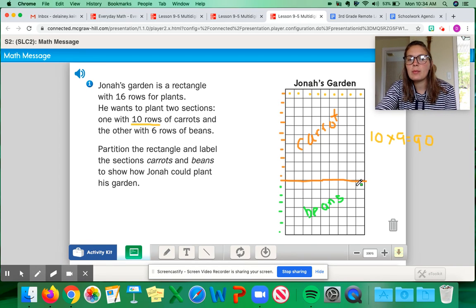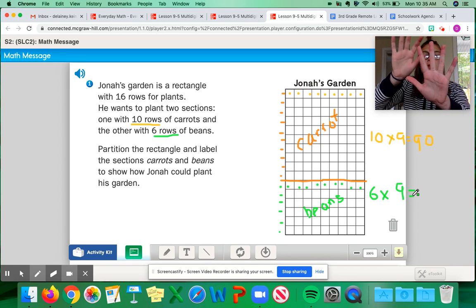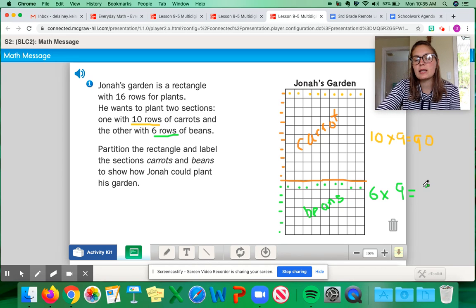Now when we go to our beans, we have to do the same thing. It's the same number in each row because this is the same amount as up here. But we can double check by counting if you don't believe me. 1, 2, 3, 4, 5, 6, 7, 8, 9. Okay, so we know there are 6 rows of beans. The problem tells us 6 rows, times 9 beans for each row. Ooh, 6 times 9, that's kind of a tricky one. You can do your fingers trick. 1, 2, 3, 4, 5, 6. 54. 6 times 9 is 54. So he can plant 90 carrots, 54 beans.